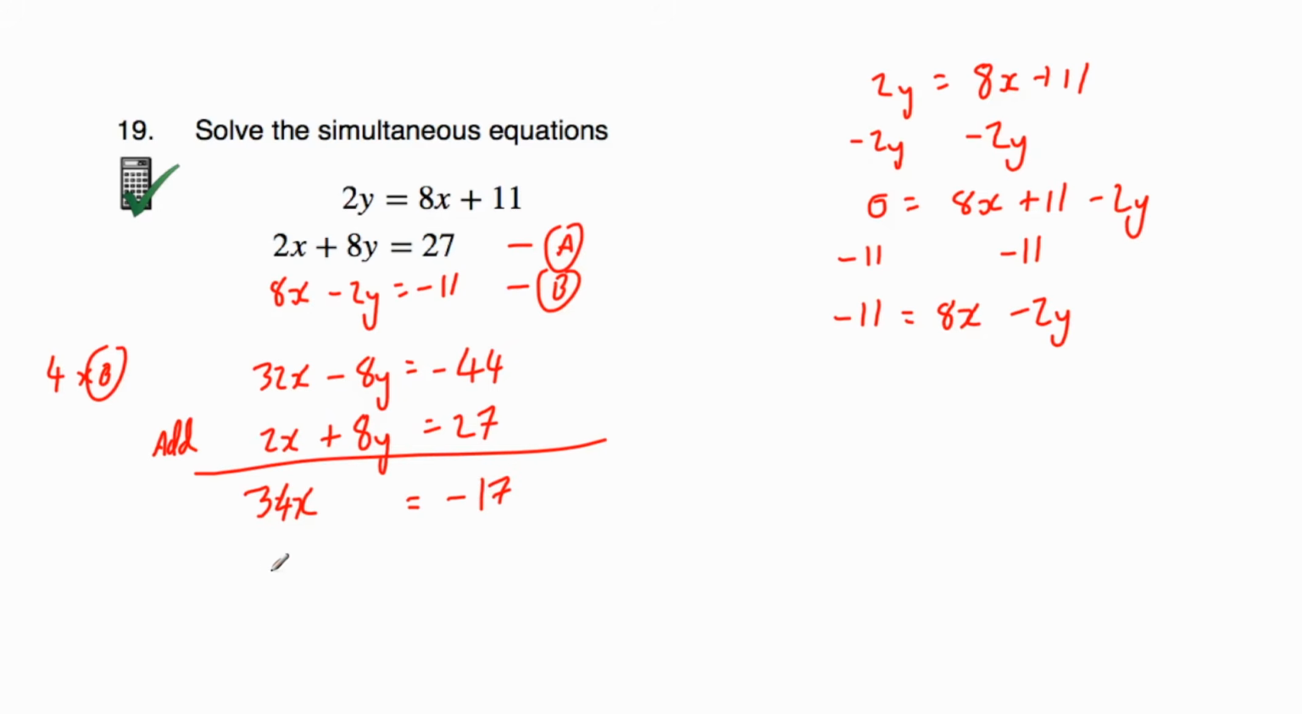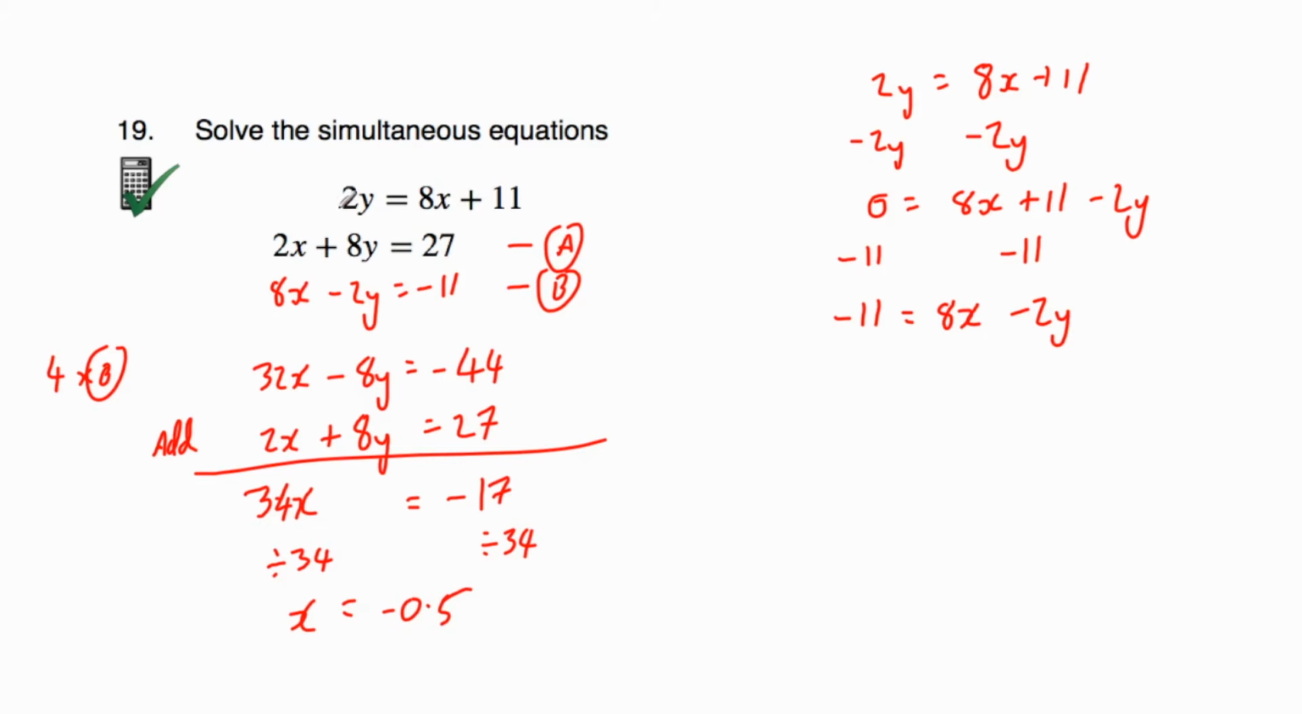Now we want to find out what x is, so let's divide by 34 and divide by 34. This is a calculator question, so that's quite nice. So 34x divided by 34 would just be x, and minus 17 divided by 34 is minus 0.5. So x is equal to minus 0.5.